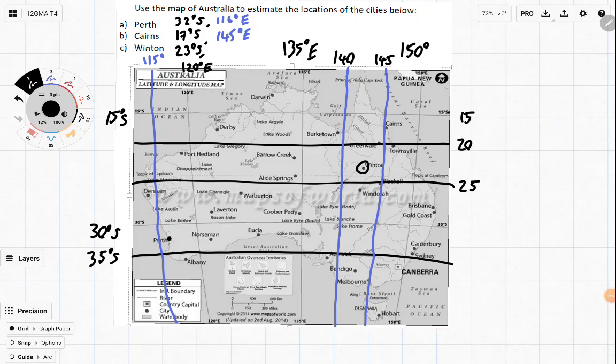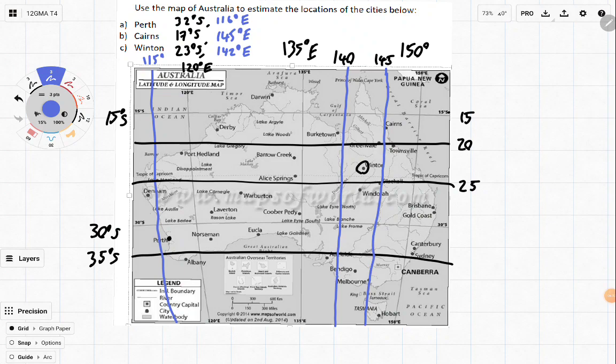And then for east and west, it's in between 140 and 145. I'd say it's pretty smack dab in the middle. Let's call it 142 degrees east. Again, with these estimation sort of questions, you can be off by a couple of degrees, and that's not going to be an issue.